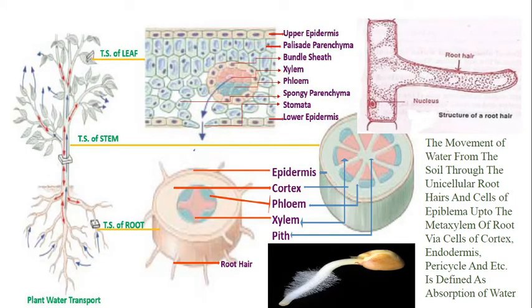This is the complete diagrammatic representation of how a plant can transport water from the root to the stem and at last towards the leaf. The movement of water from the soil through unicellular hairs and cells of epiblema, the outermost limiting and protecting layer of a root, up to the metaxylem of a root via cells of cortex, then endodermis, pericycle and so on, is defined as absorption of water. So what happens in this way?